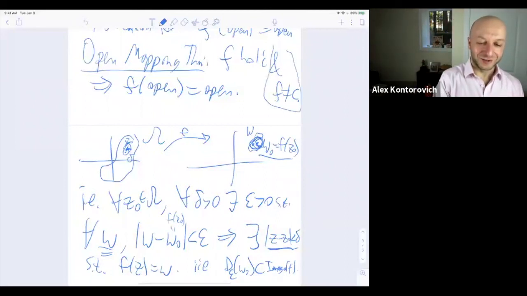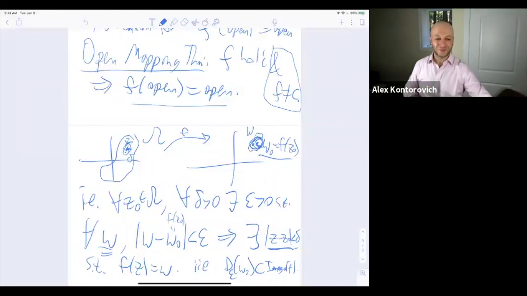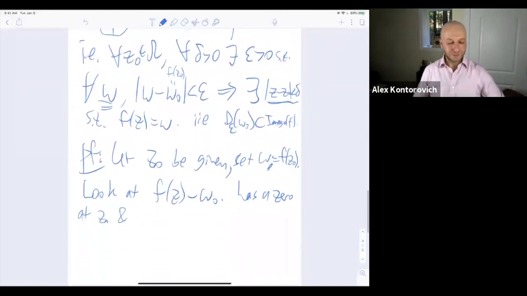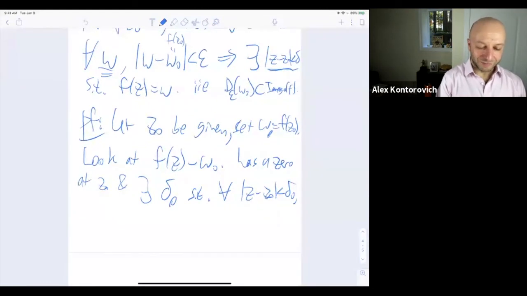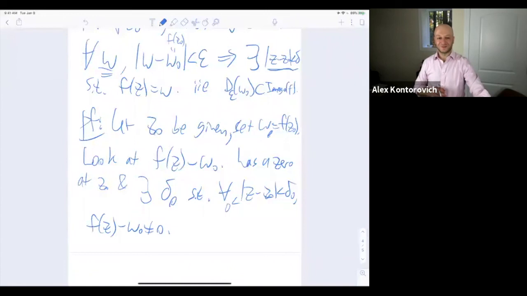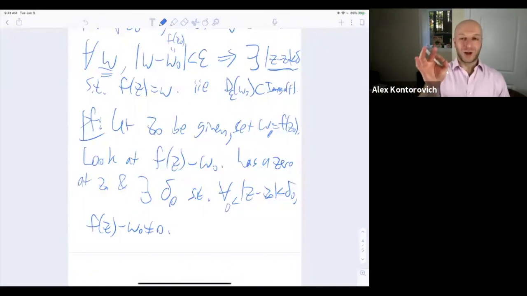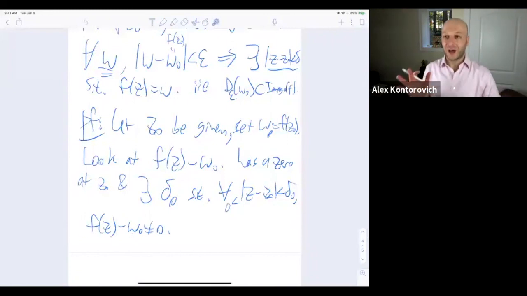So this is essential, otherwise it's just not true. F has a 0 at Z0. This is not the constant. This is not everywhere 0. So there exists a neighborhood, there exists a delta 0 such that for all Z with |Z minus Z0| less than delta 0 but not equal to Z0, F of Z minus W0 is not 0. In other words, I just want one value where I'm equal to W0, and all the other ones I'm not.